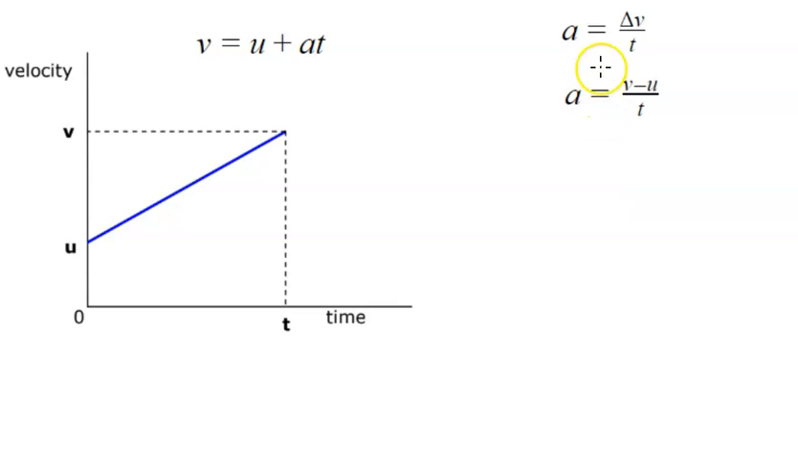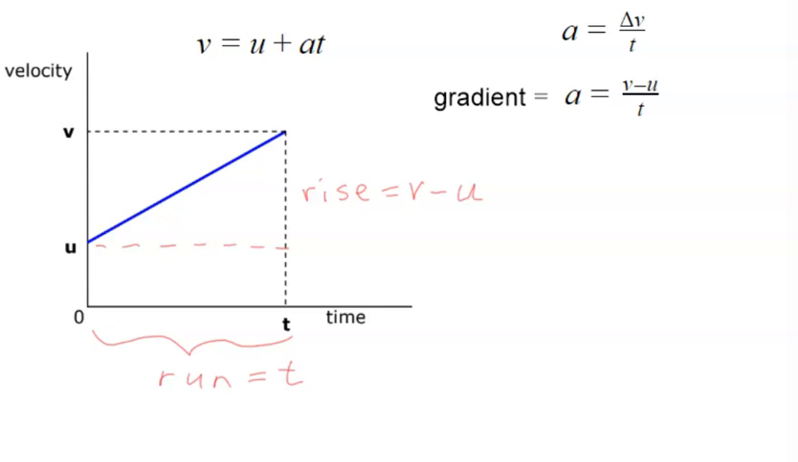Let's now relate this formula for acceleration to the velocity time graph. The rise is given by the final velocity minus the initial velocity. The run is given by the time. So the gradient of the graph gives us acceleration.